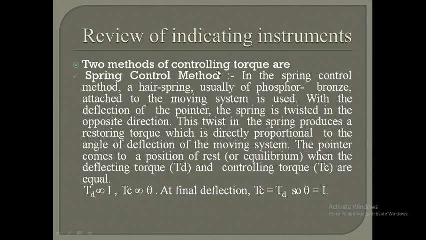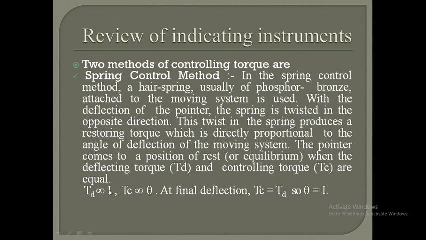Two methods of controlling torque are used. First is the spring control method. In the spring control method, a hairspring, usually of phosphor bronze, attached to the moving system is used. With the deflection of the pointer, the spring is twisted in the opposite direction. This twist in the spring produces a restoring torque which is directly proportional to the angle of deflection of the moving system. The pointer comes to a position of rest when the deflecting torque and controlling torque are equal.